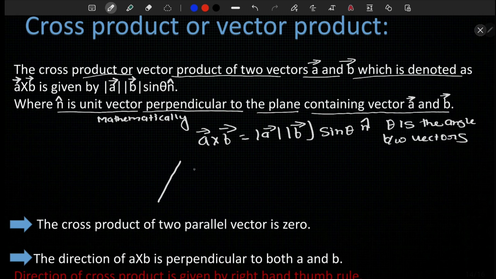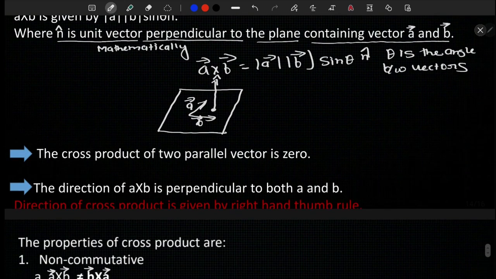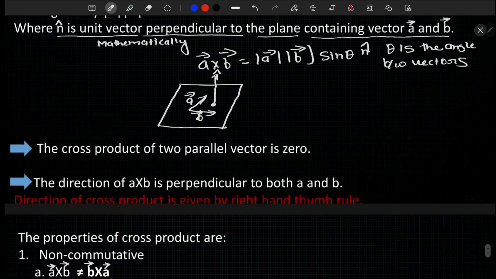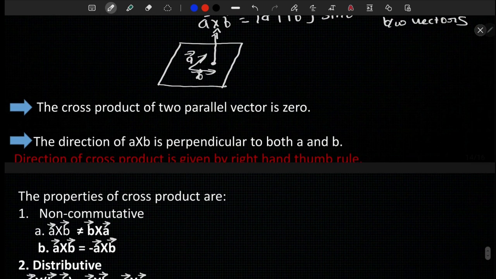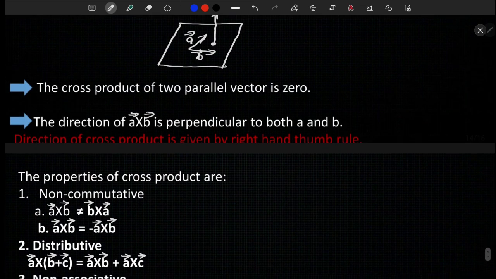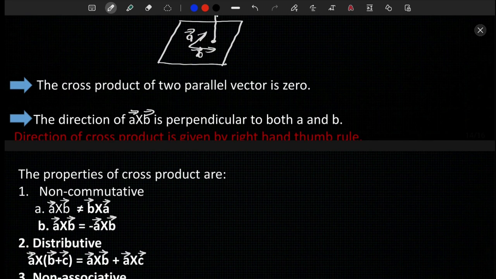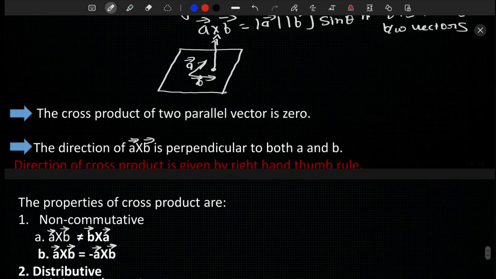Now suppose this is a plane which contains both vector a and vector b, then n is a vector which is perpendicular to this plane. Hence, the cross product of two parallel vectors is 0. The direction of a cross b is perpendicular to both a and b. The direction of the cross product is given by the right hand thumb rule.